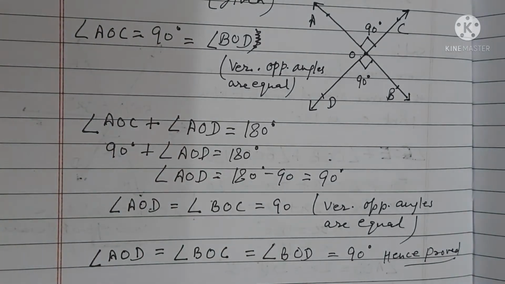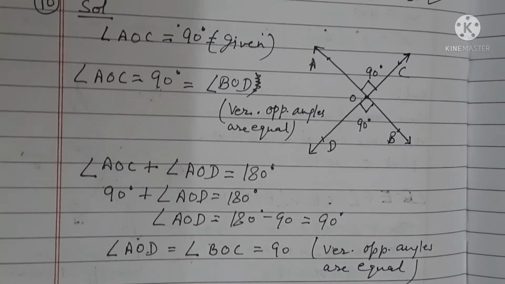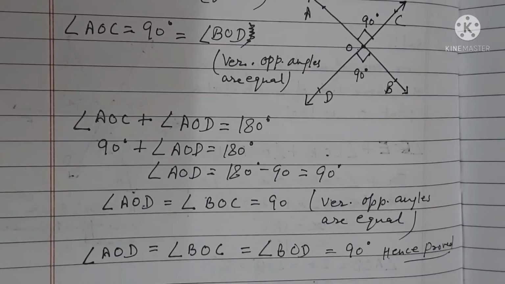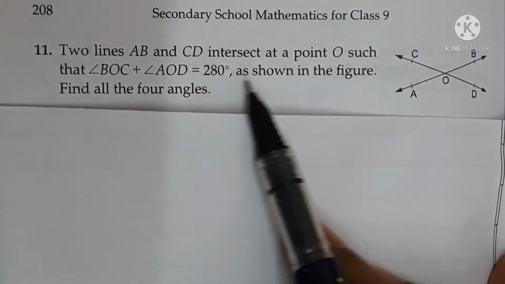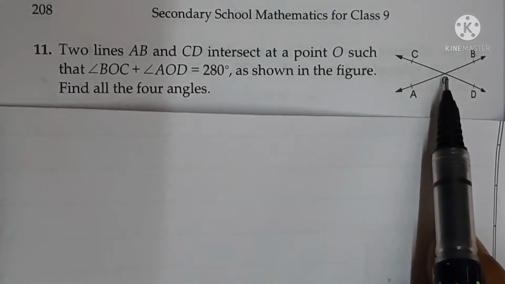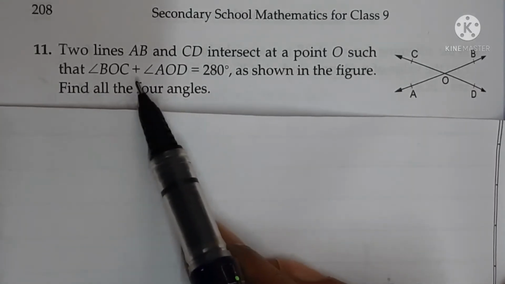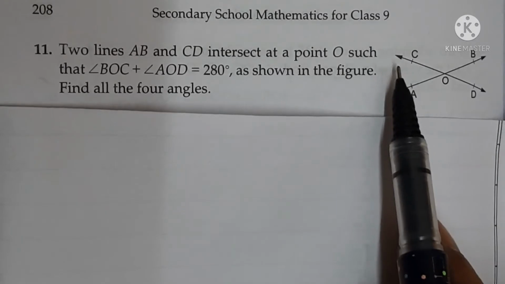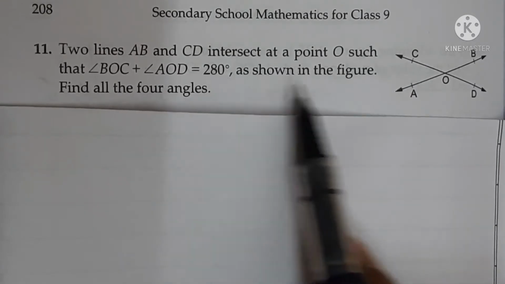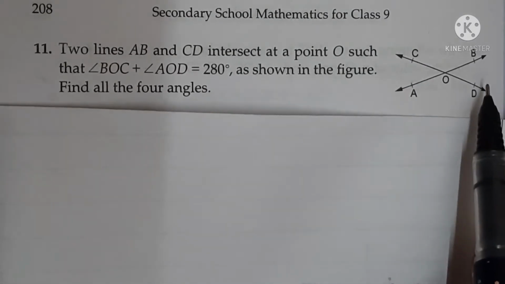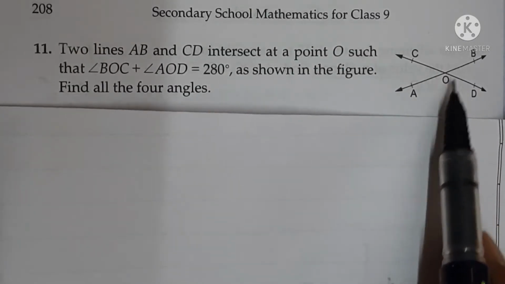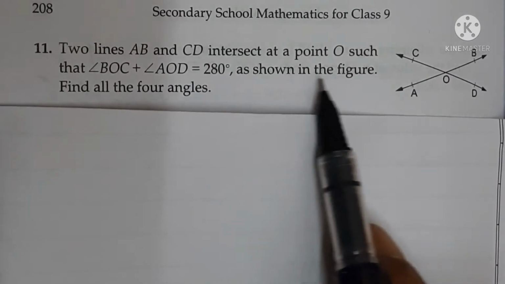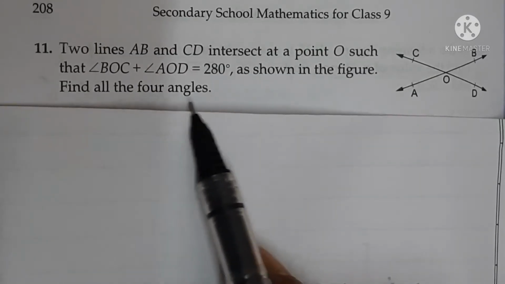Now next, question number 11. Two lines AB and CD intersect at a point O, such that angle BOC plus angle AOD is equal to 280 degrees. Both the sum of these angles, as shown in the figure. Find all the four angles.